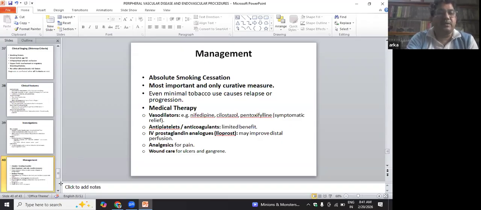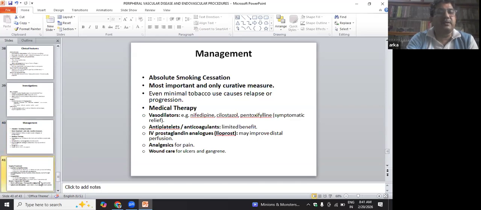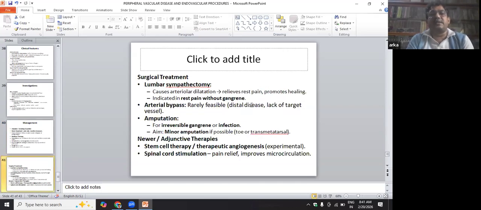These are the treatments which can be given. Now, surgical treatment: lumbar sympathectomy causes arteriolar dilatation, relieves rest pain, and promotes healing; it is indicated in rest pain without gangrene. Then arterial bypass is rarely feasible due to distal disease and lack of a target vessel. Amputation: for irreversible gangrene, or in case of infection, we can do amputation. The aim is minor amputation if possible, toe or transmetatarsal.